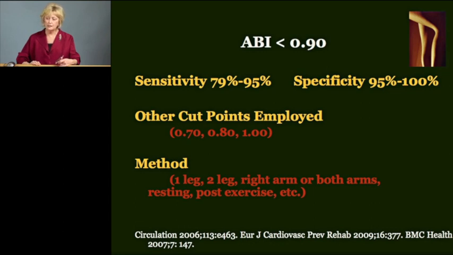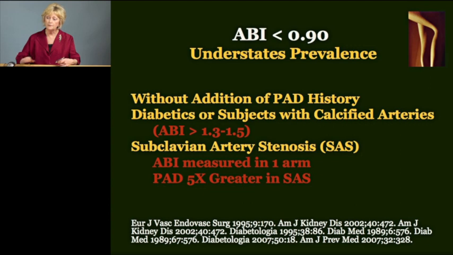This is quite sensitive and quite specific. However, it's important to keep in mind that other cut points have been employed, such as 0.7, 0.8, and 1, so it's not always 0.9. In addition, this can be dependent on the method, and by that I mean it depends on whether the pulses are taken in one leg, in both legs, in one arm, or both arms, resting or post-exercise ABIs. You can get different results depending on how that's done.